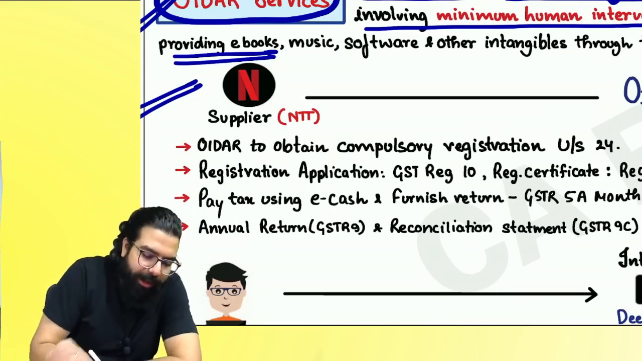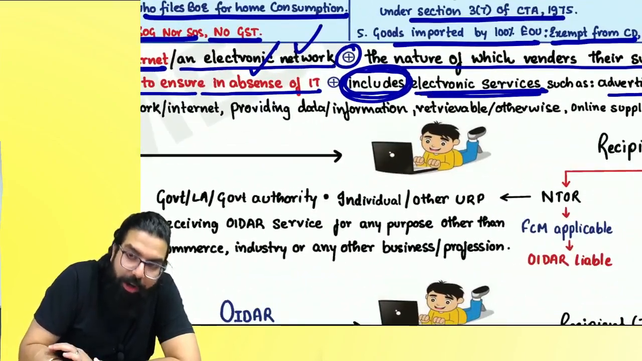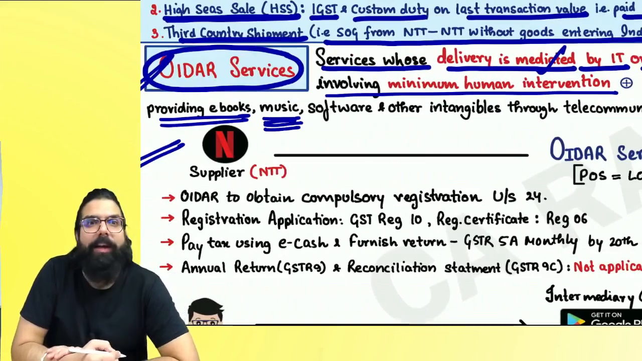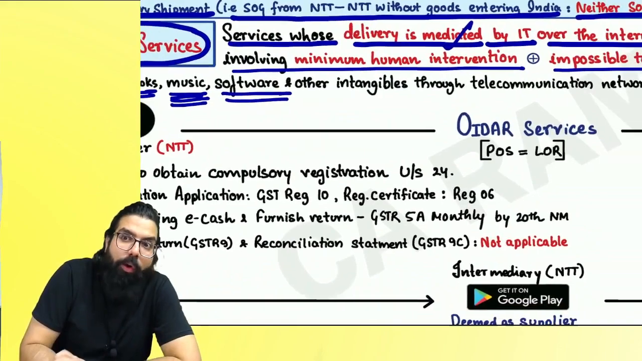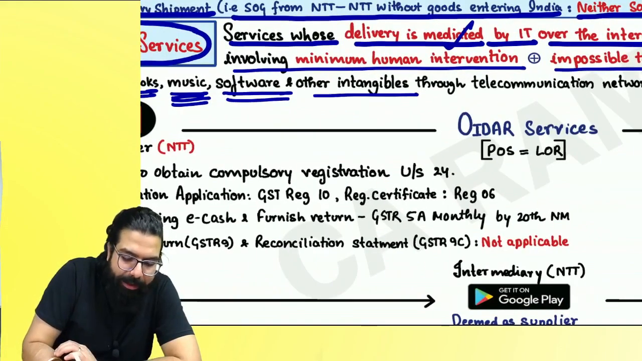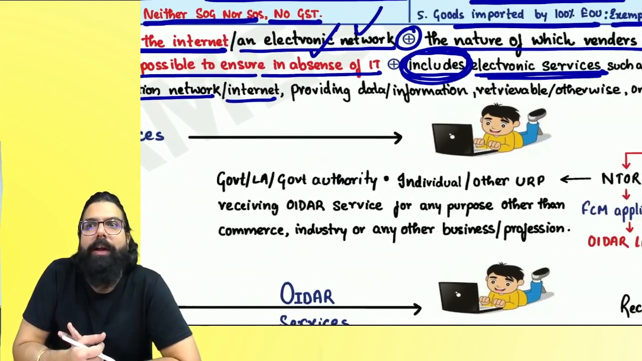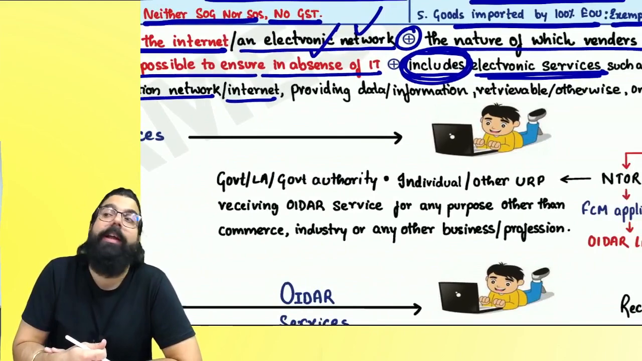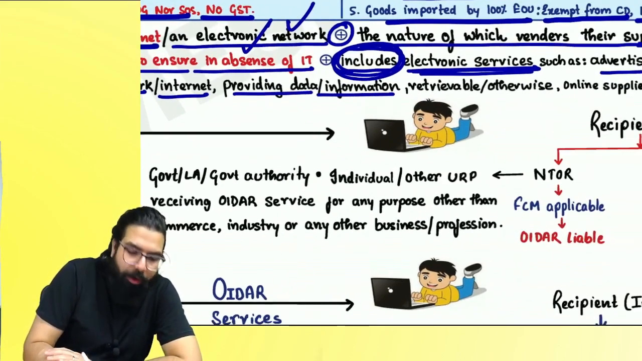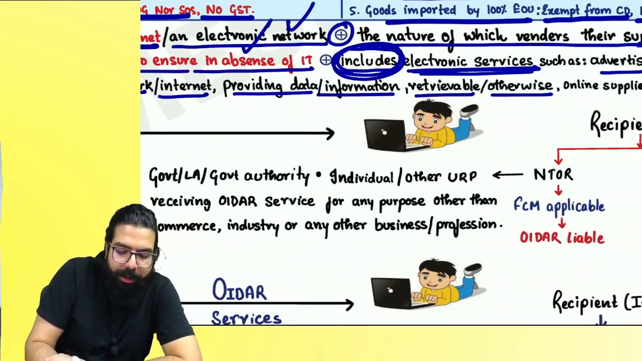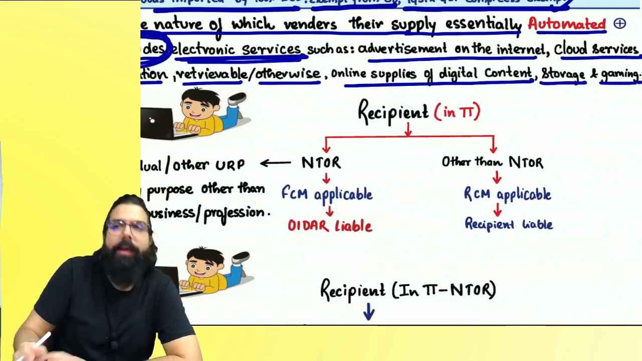Next, whenever you are supplying electronic services online, such as music, Apple Music is there, they are an OIDR. Then software, if somebody is supplying software online, then other intangibles through a telecommunication network or internet. Somebody might be supplying an online game, you downloaded it, he is providing you OIDR service. Providing data or information online, retrieval or otherwise services, online supply of digital content, storage, gaming, all these are what, everyone?